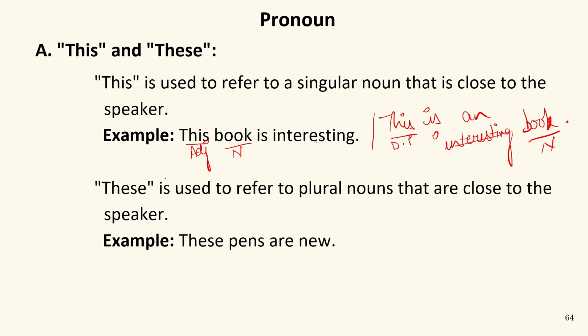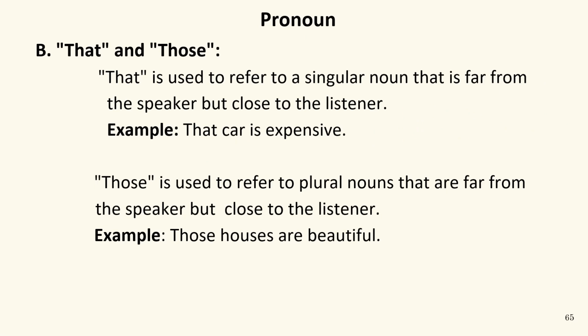These is used to refer to plural nouns that are close to the speaker. For example, these pens are new. So these are plural. That and those: that is used to refer to a singular noun that is far from the speaker but close to the listener. That car is expensive. Those is used to refer to plural nouns that are far from the speaker, but close to the listener, or might not be, but far from the speaker.